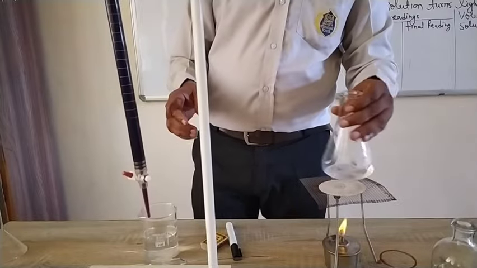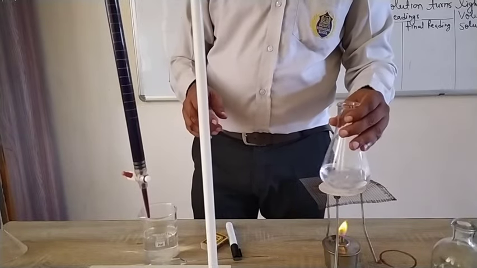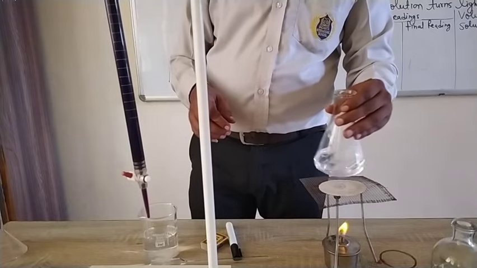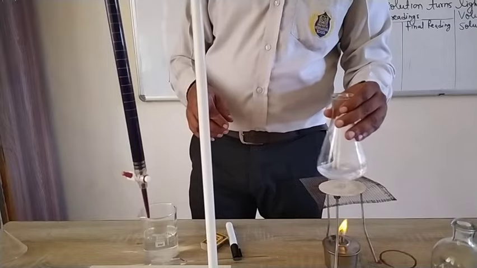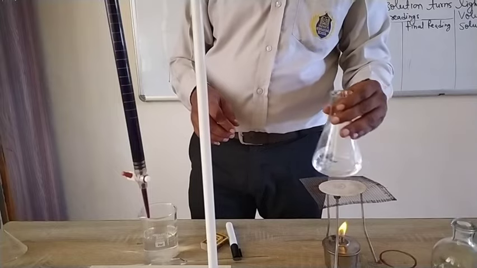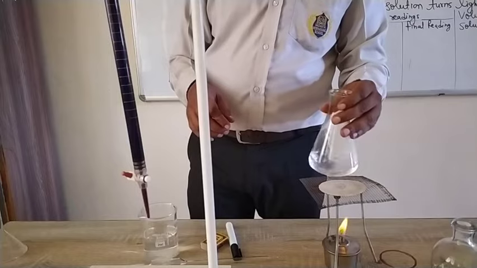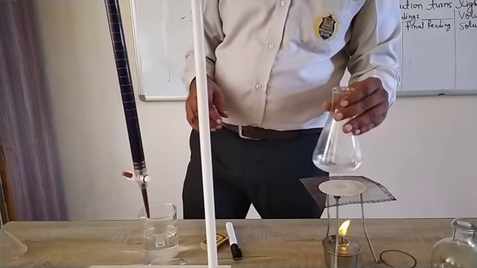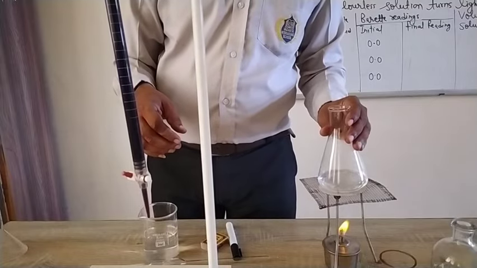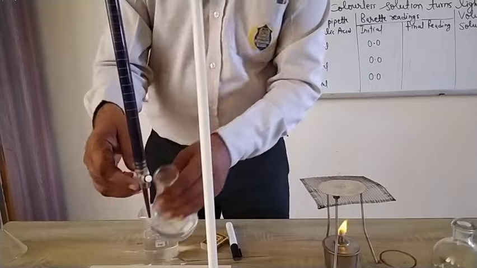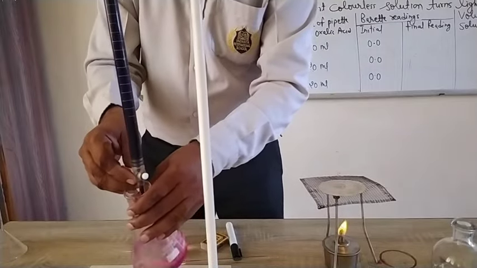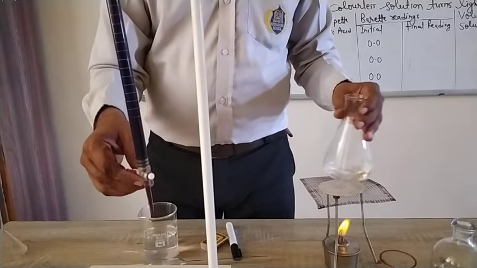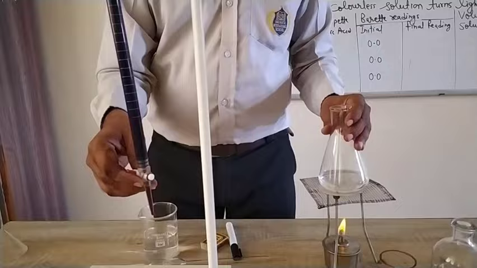As you can see, the color is constantly disappearing. It means the reaction is going on between oxalic acid and KMnO4. At the point when the whole oxalic acid has reacted with KMnO4, the reaction will stop and there will be a change in color. You will observe that the whole solution will become purple at that point. So you have to attain that point. Now the disappearance of color has not stopped.